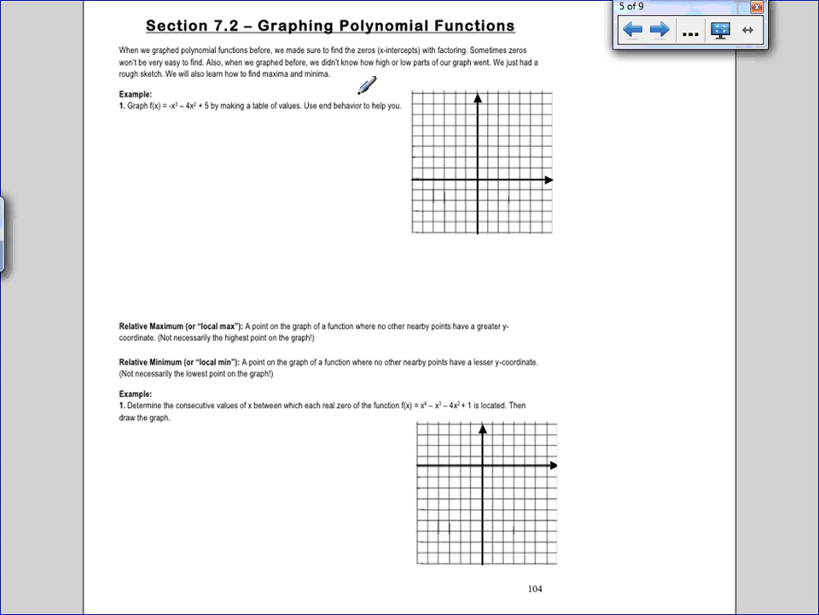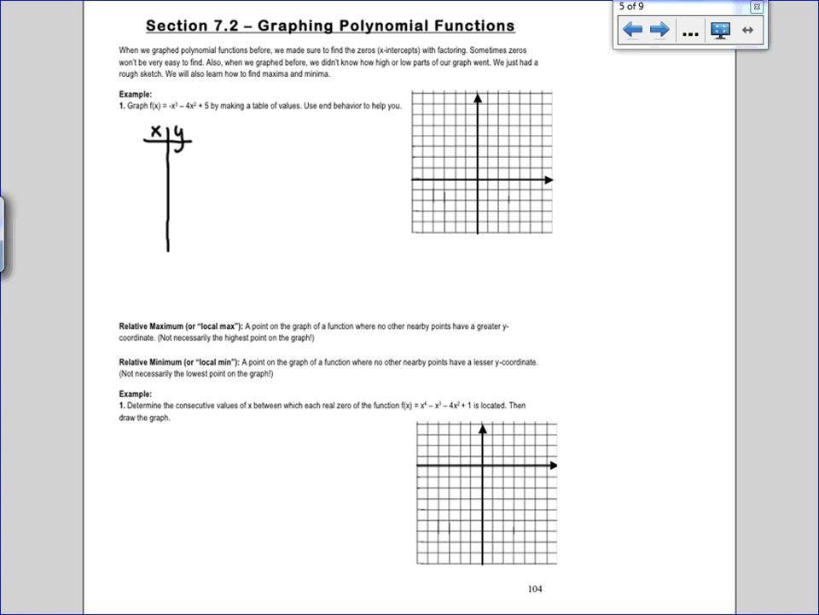Also, we didn't really know how high or low the graph was, so a t-table can also help us with that. We really just had a rough sketch. We could make things a lot more formal by doing all of these things together: factoring, finding the zeros, and using a t-table of better values. All right, so we're going to actually just use a table of values to find the next one.